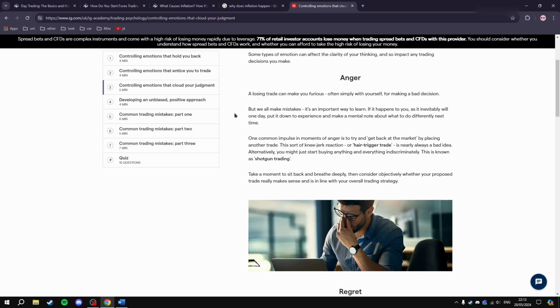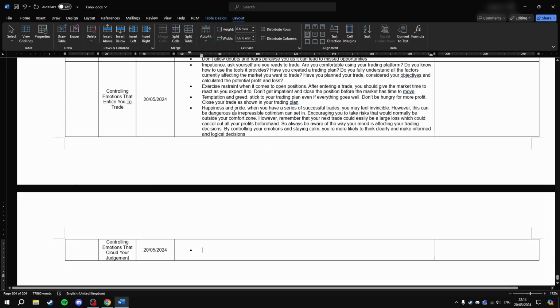One common impulse in moments of anger is to try and get back at the market by placing another trade. This sort of knee-jerk reaction or hair-trigger trade is nearly always a bad idea. Alternatively, you might just start buying anything and everything indiscriminately. This is known as shotgun trading. Take a moment to sit back and breathe deeply, then consider objectively whether your proposed trade really makes sense and is in line with your overall trading strategy.